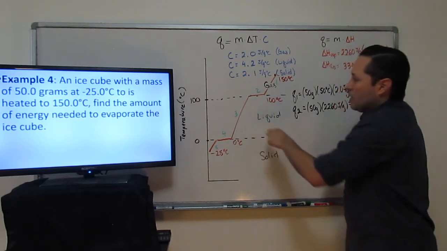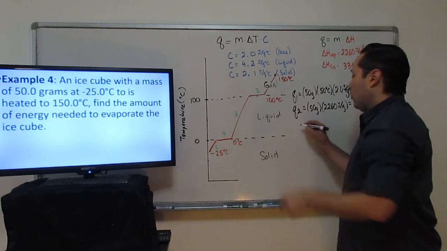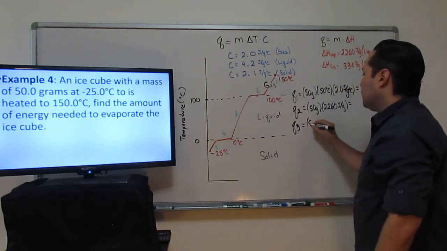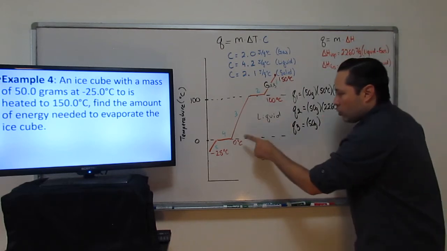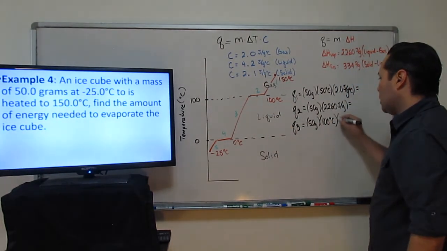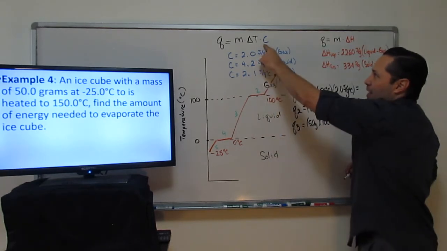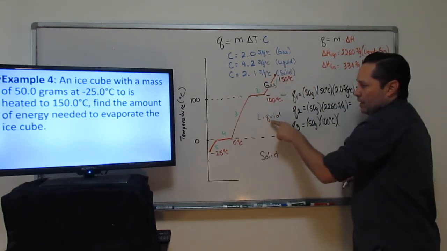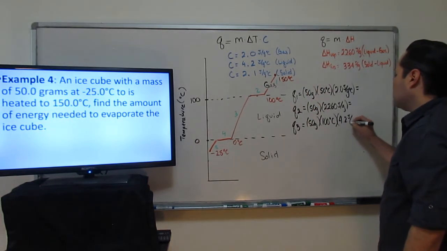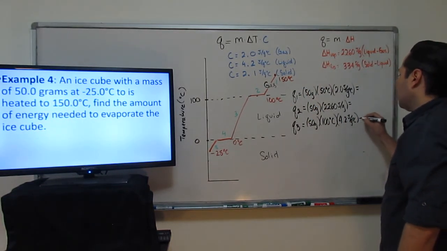Line number 3 is going up, so we're back to this formula. I'm going to label it Q3. It's equal to the mass, 50 grams, times the change in temperature from 0 up to 100. That's a change in temperature of 100 degrees Celsius. And the specific heat: line number 3 is in the liquid phase, so we use the one for liquid, which is 4.2 joules per gram degree Celsius.